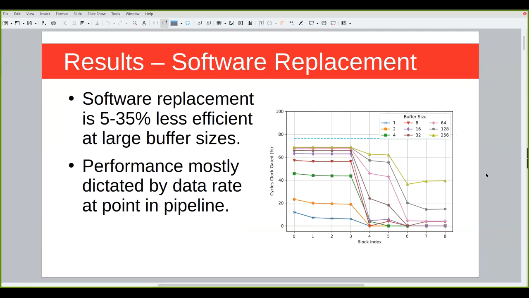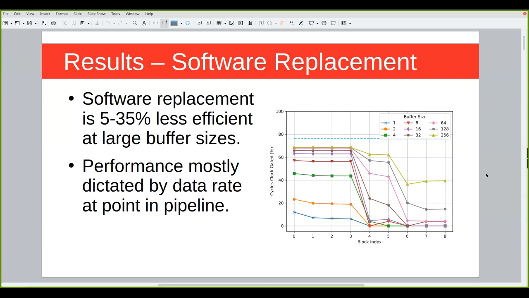Here we can start discussing the results of the work. This first set of results investigated the impact of replacing a block with software. So in this first test, each block in the chain was replaced with a software equivalent running on the CPU, each of the 9 blocks on the earlier slide. This test was repeated for a range of different buffer sizes. As expected, the larger buffers perform better.